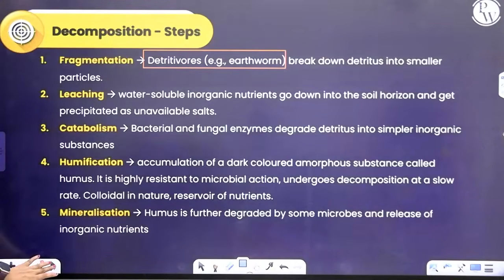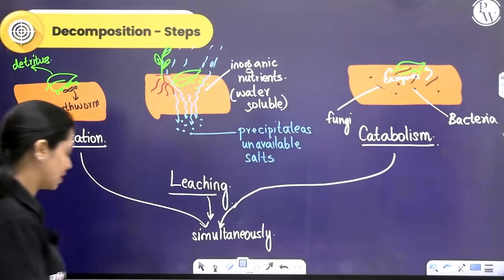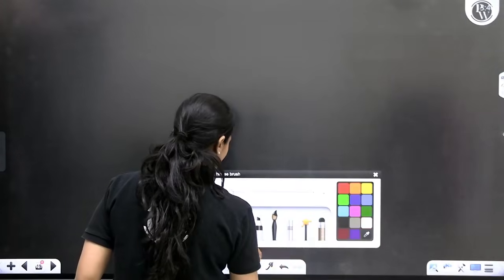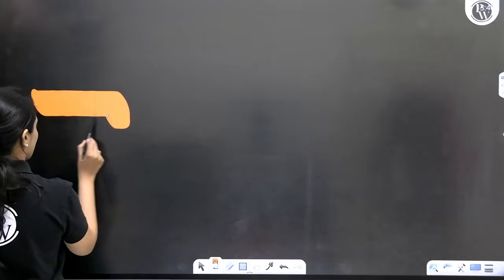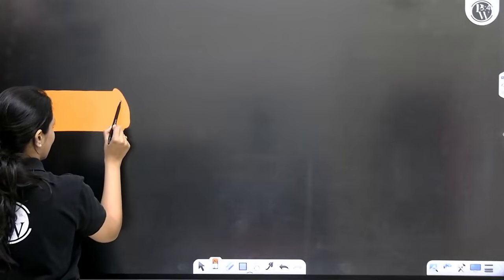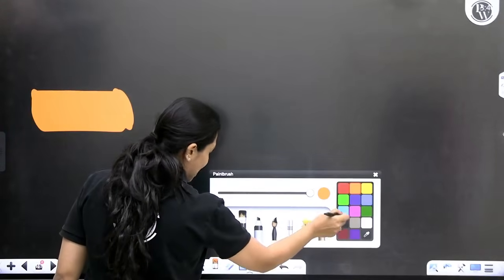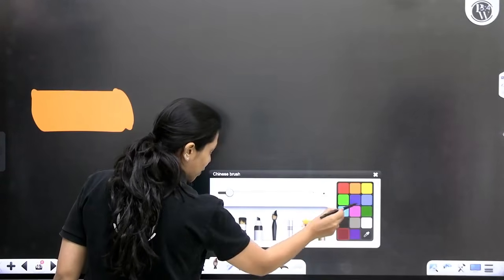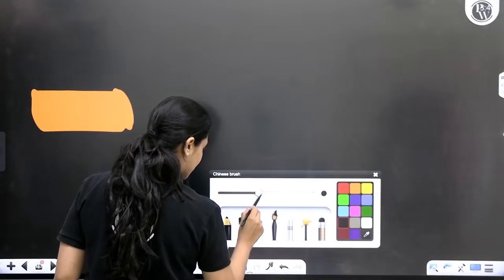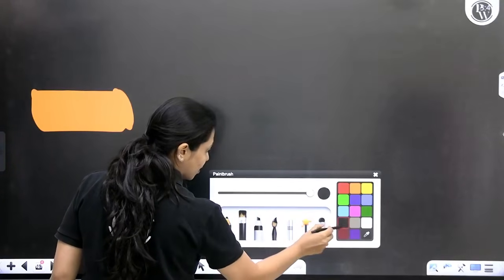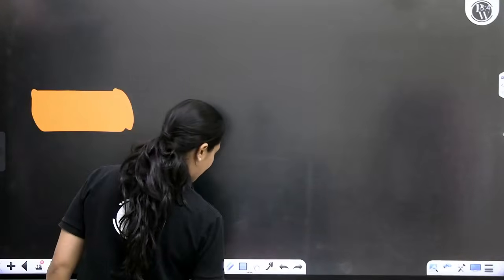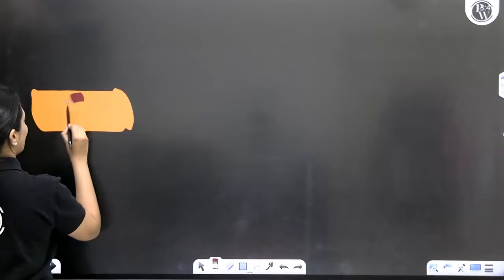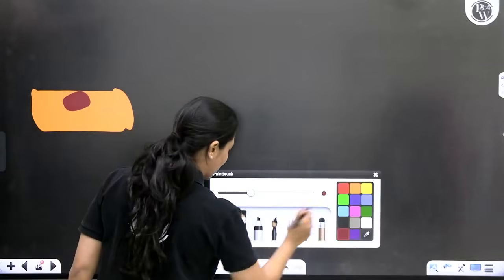Humification and mineralization. What happens during humification is, I'll show you. Next, humification. You have the soil, leaching, catabolism, all of that is happening. Whatever detritus we had, that will start getting converted. The detritus will start getting converted into, let me use a different color, a dark amorphous substance that is called humus.